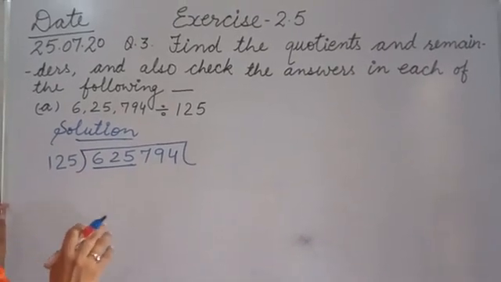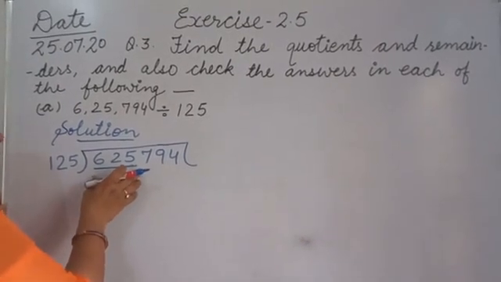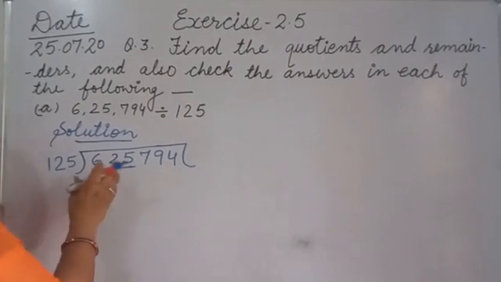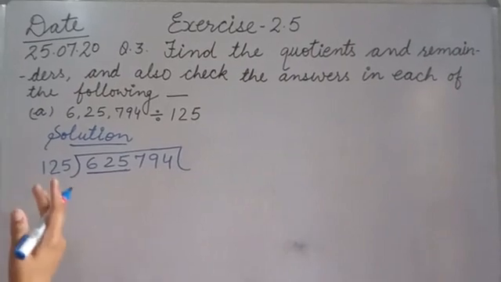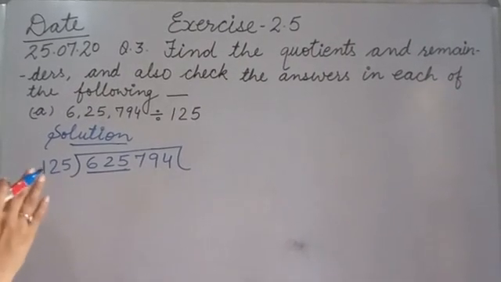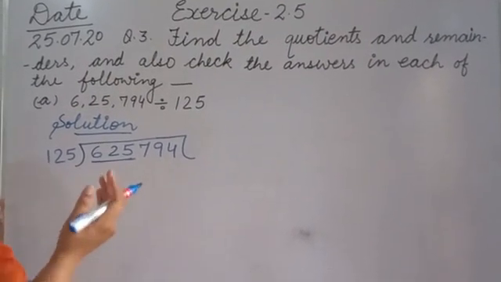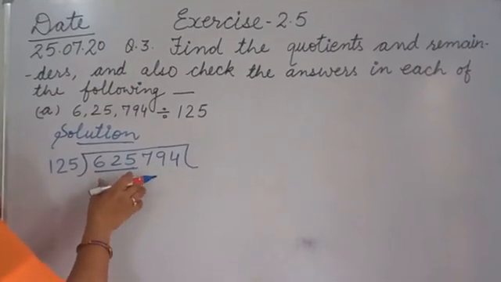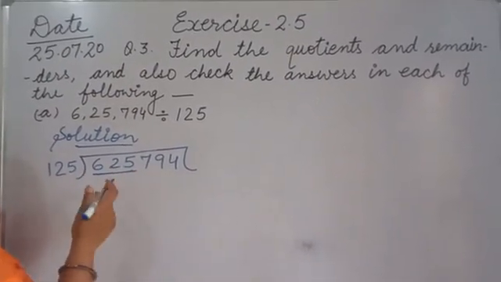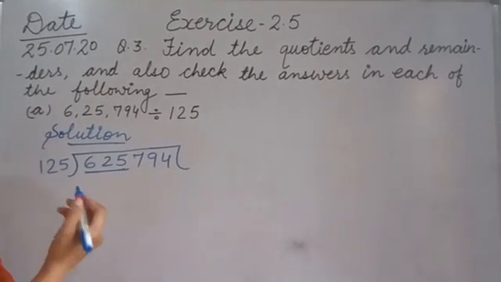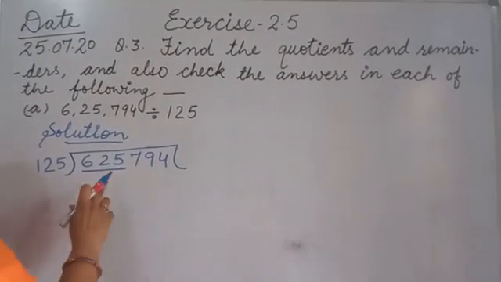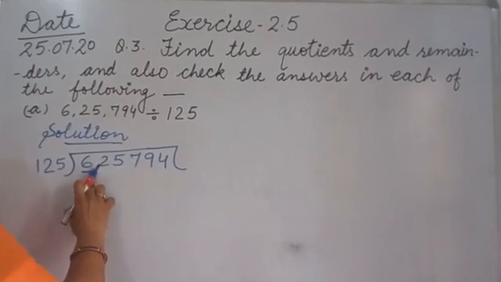Because if we take only 3 digits and these are smaller, then we will divide on the 0, and in the beginning there is no need of dividing on 0 because in the beginning there is no value of 0. So that's why we increase one more digit. But here we can see that 625 is greater than 125. So that means this is correct. We take only 3 digits.